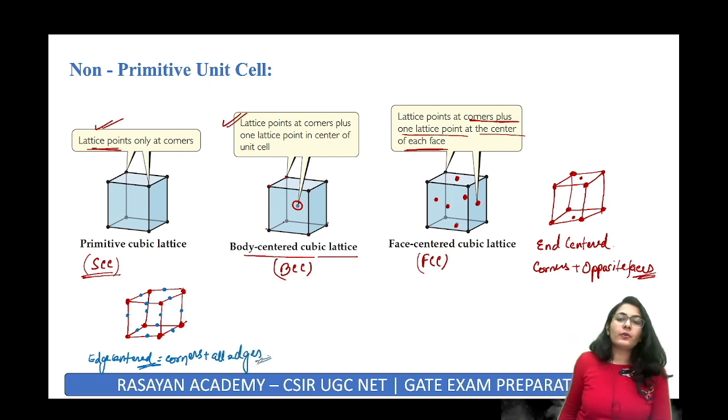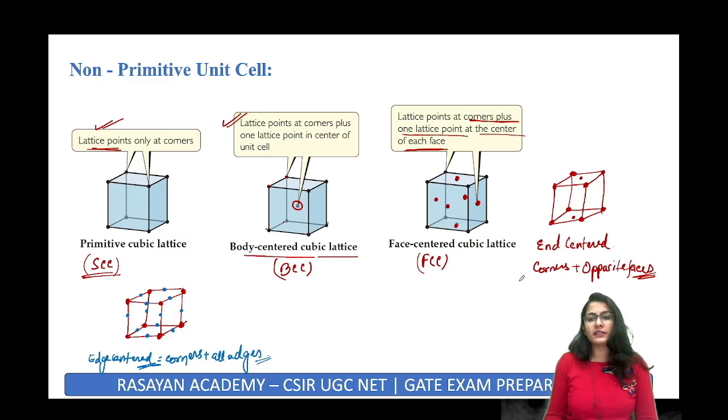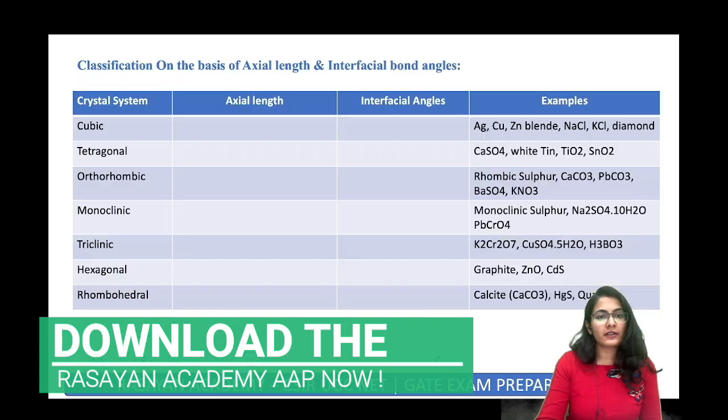So you usually see the 4 types. You usually see this, this, this, and this type of unit cell. You don't see much of the edge centered one, but yeah, just for the sake of knowing. Okay, chalo, let's move onwards.